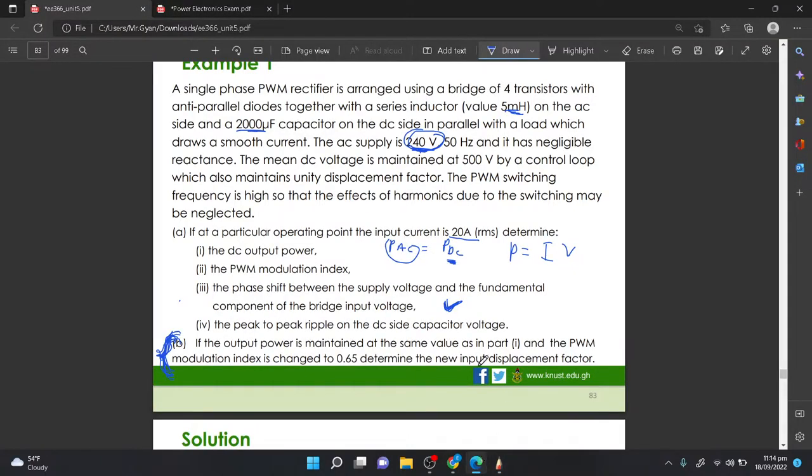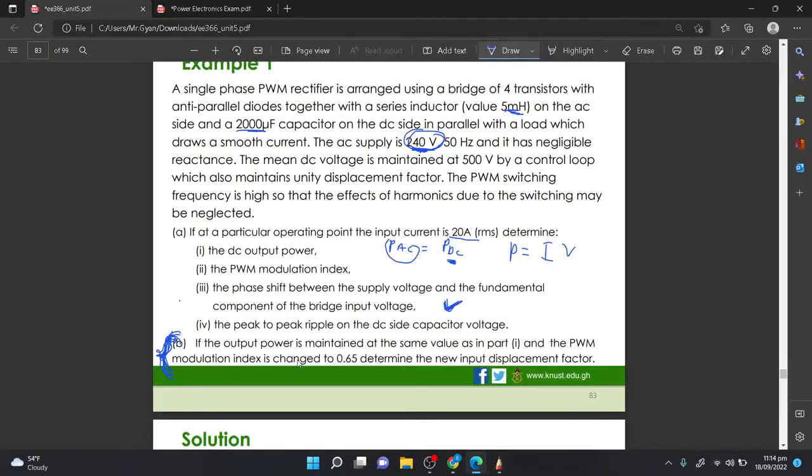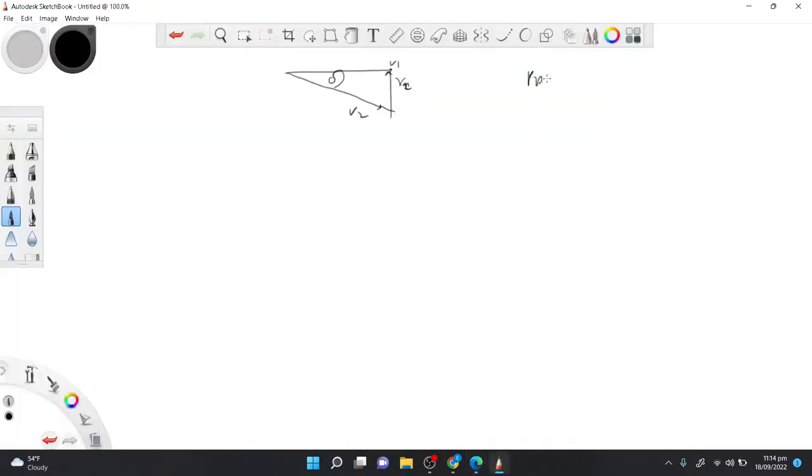So we know that in these questions we have some V1 supplying to V2, and the VL is here at some delta. Now they ask what if the output power is maintained the same. So our PDC is maintained at 4,800, which means our PAC is also the same, 4,800.